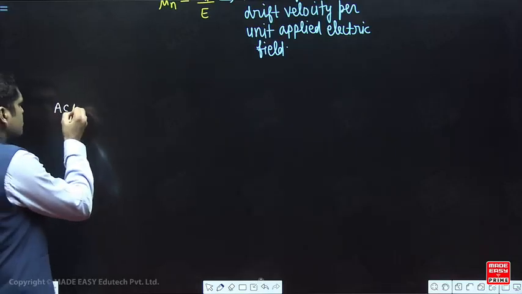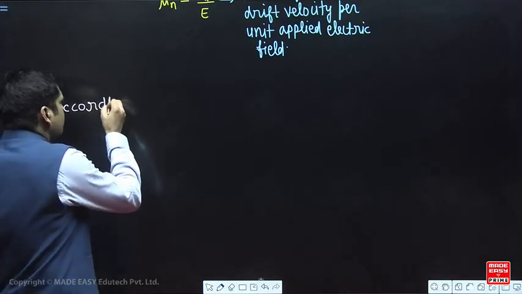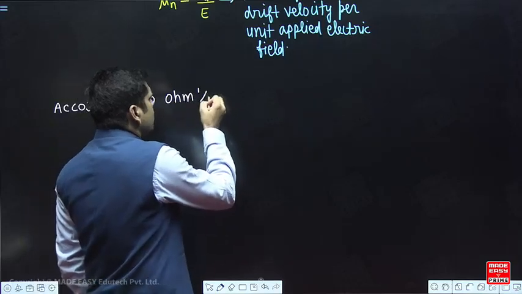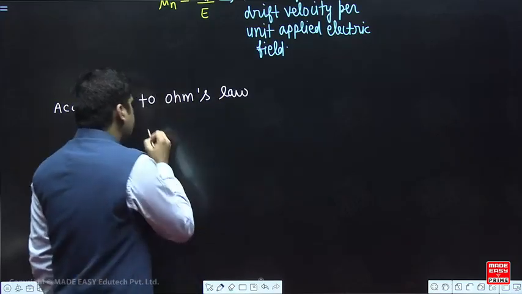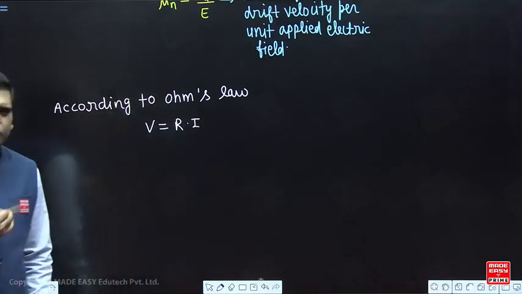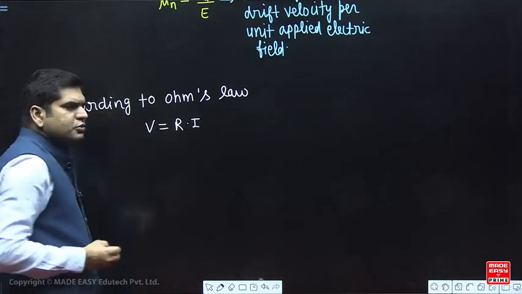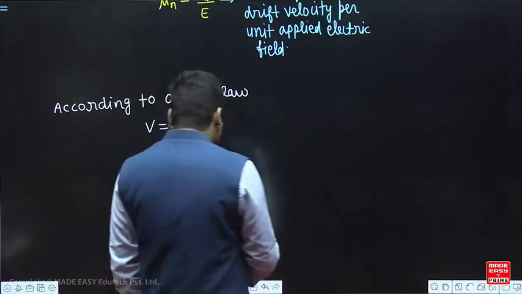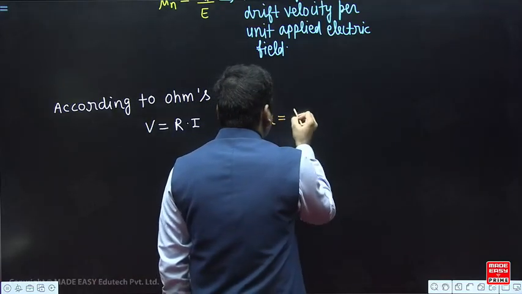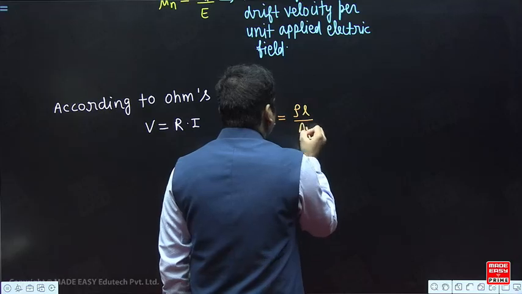According to Ohm's law, V is equal to RI. We all know that. Actually, V is directly proportional to I. R is just a proportionality constant. इस बात का विशेष ध्यान रखा जाना चाहिए। R is equal to rho L upon A.